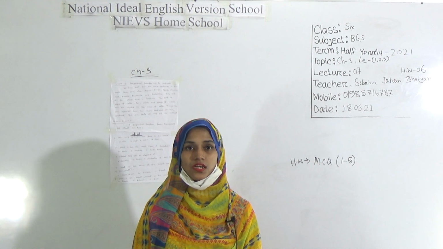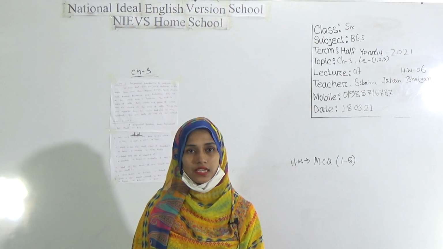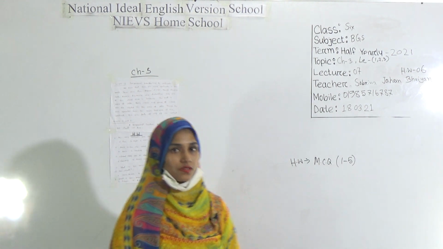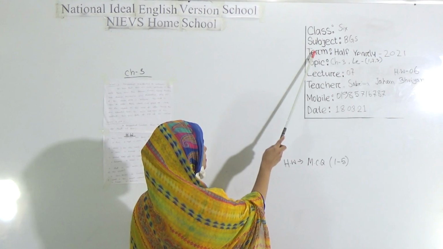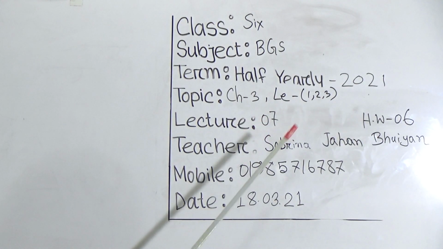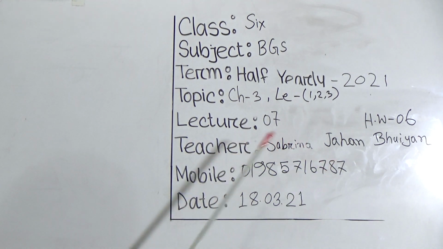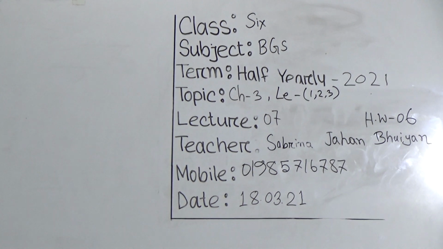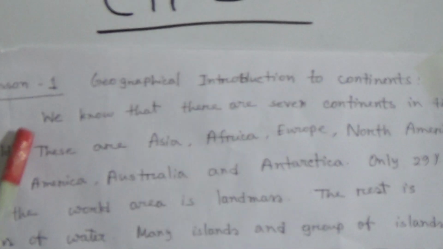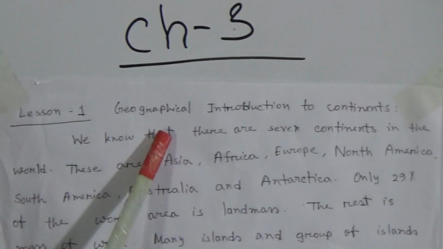Dear students, today I am going to take Bangladesh and Global Studies class for the students of class 6. Look dear students, our topic is chapter 3, and we are going to discuss lessons 1 to 3. This is our lecture number 7 and SW number 6. So dear students, let's begin our today's topic. Here is chapter 3. I have written here about lesson 1.